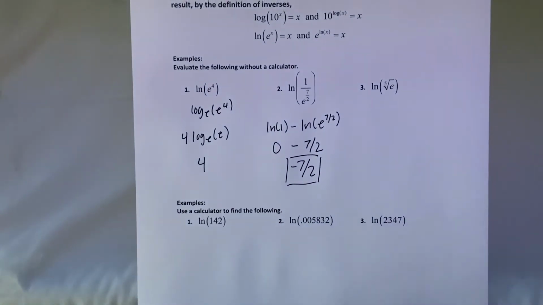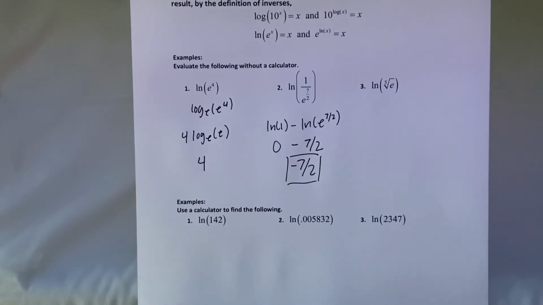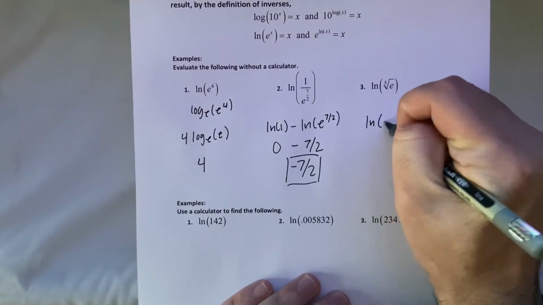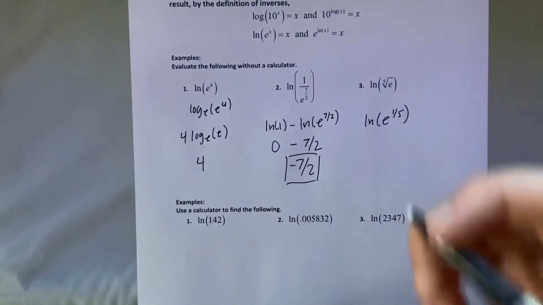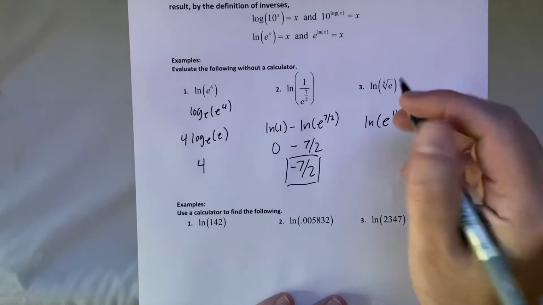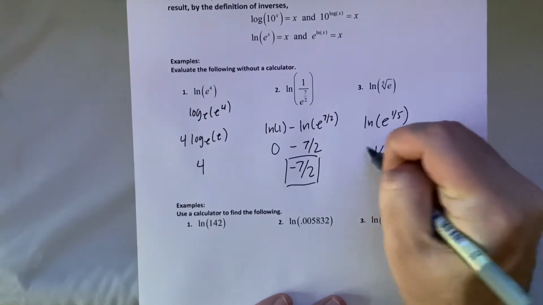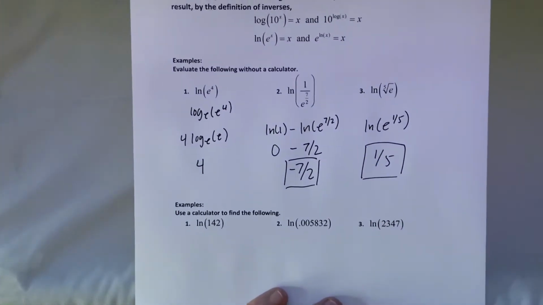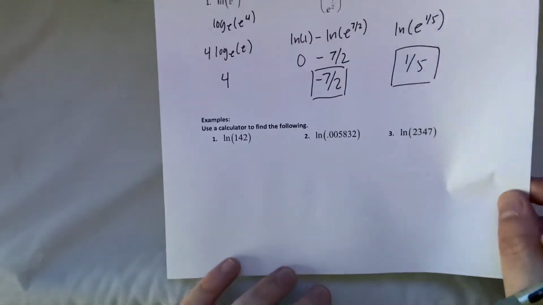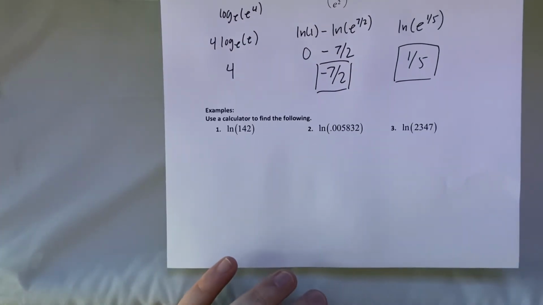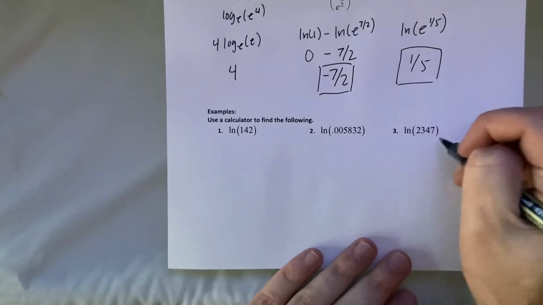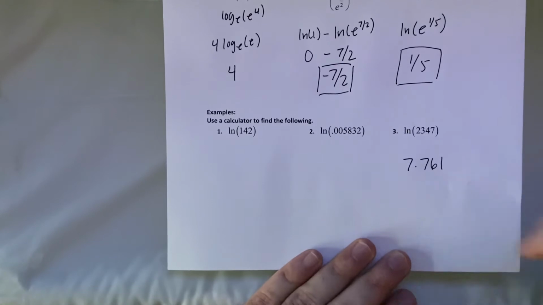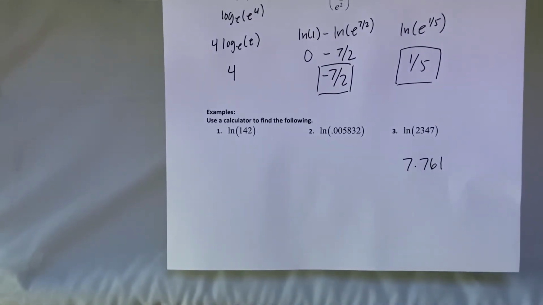The ln of the fifth root of e is really the ln of e to the 1/5 power. So remember what happens with exponents and roots, which is just 1/5. Now, just like logarithm, if you have some weird numbers, you put them in the calculator. Let's not do all of them. The ln of 2347 is 7.761, and we'll do the decimal as well to demonstrate that the same rules apply.